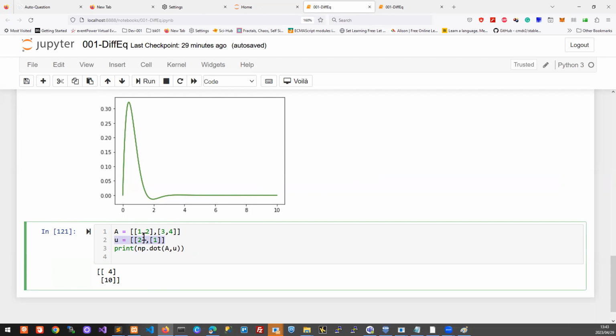Then the dot product there is going to be 1 times 2 plus 2 times 1, and so we get the 4 here. And then for the bottom part, it's going to be 3 times 2 plus 4 times 1. So we get a column vector 4, 10 like this. And as we change the constants here, we get other vectors, and you can see the numbers will change significantly there.